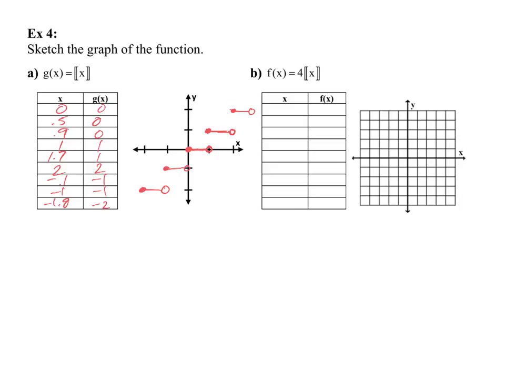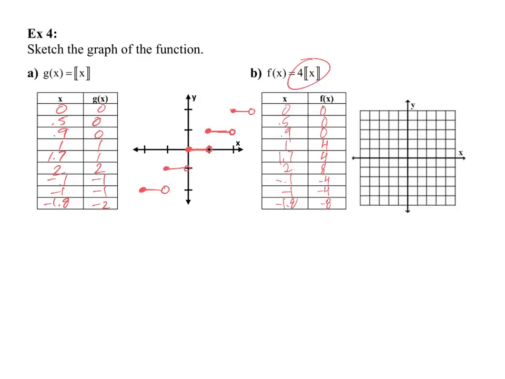All right, going on to part B. The values I'm going to choose are 0, 0.5, 0.9, 1, 1.7, 2, negative 0.1, negative 1, and negative 1.8. Okay, plugging these values into my function, what do I get? I'll get 0, 0, 0, 4, 4, 8, negative 4, negative 4, and negative 8.